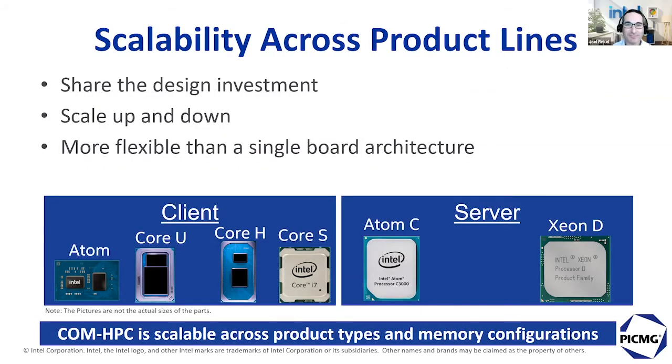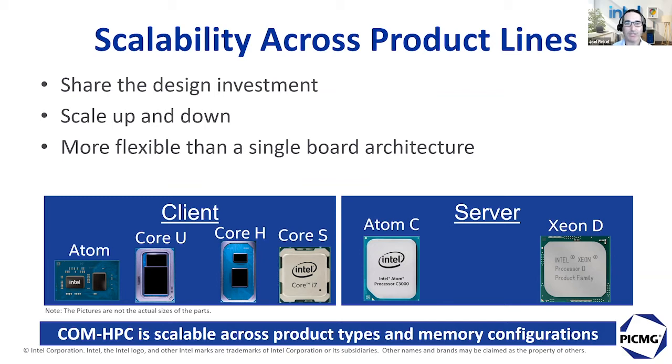Thank you, Pawitter. Now we're going to talk about some of the scalability benefits of a COM-HPC architecture. One of the major advantages of a COM-HPC architecture is the ability to share the design investment across several end-use applications. An example is to use the same client module on a retail point-of-sale system, an ultrasound machine, or a slot machine. A second major advantage of COM-HPC is the ability to scale up and down with different module pairing options to the same carrier board.